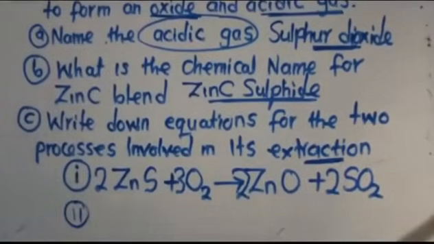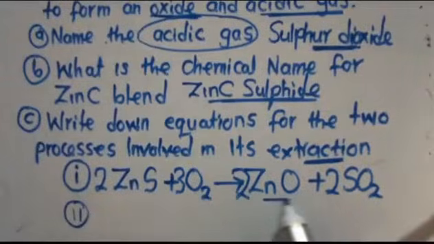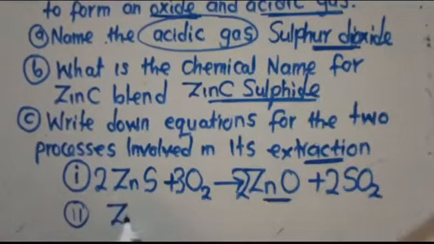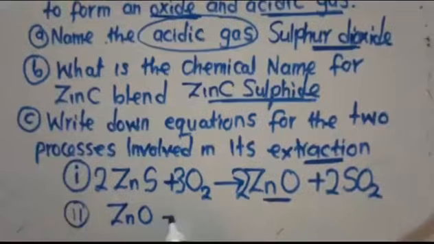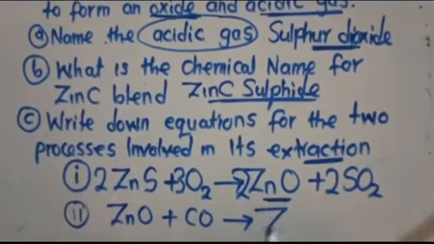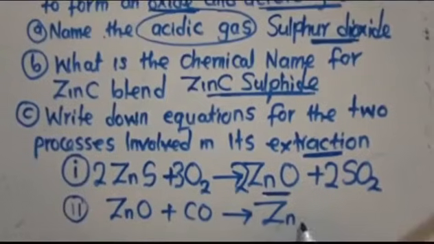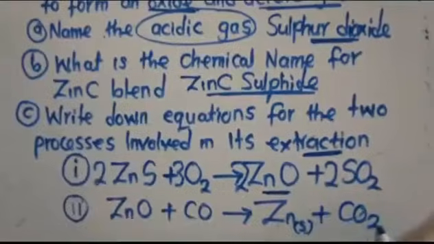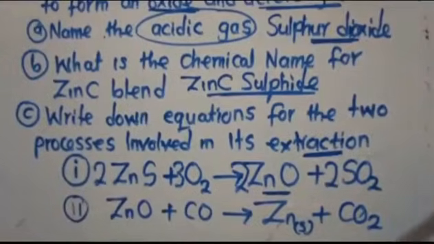The other equation is where this zinc oxide will now react with carbon monoxide, so that we can get rid of the oxide that is here. So the zinc oxide is going to react with the carbon monoxide to form what? To form zinc, which is a solid here, plus what? Carbon dioxide. The carbon dioxide is then produced.